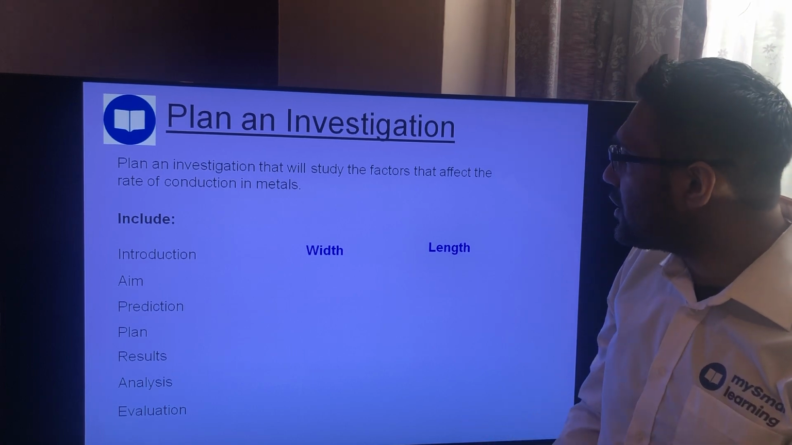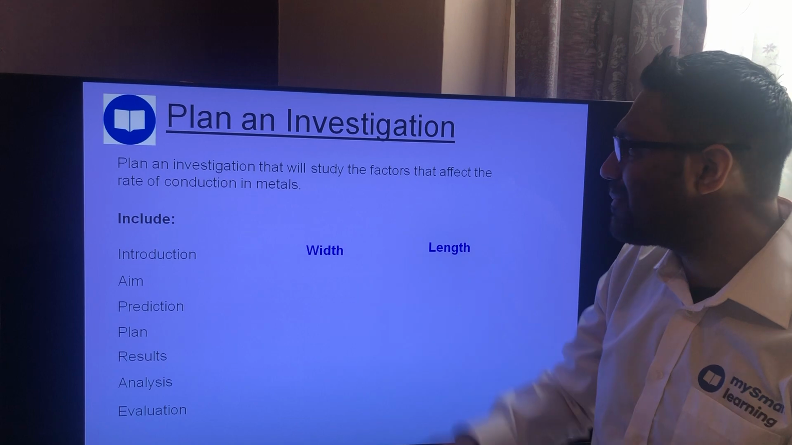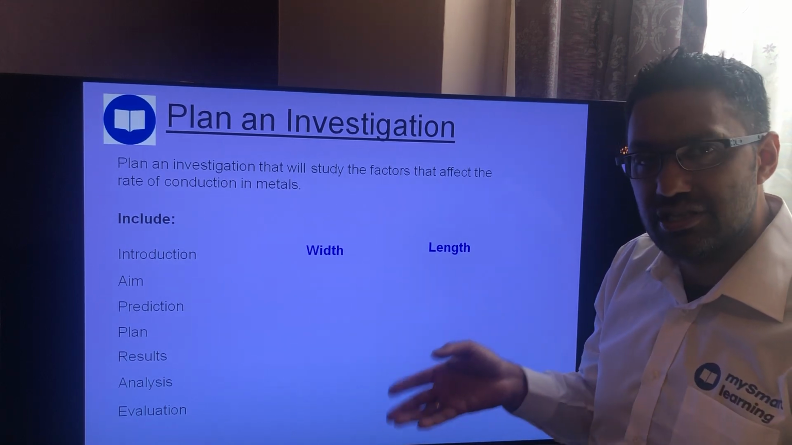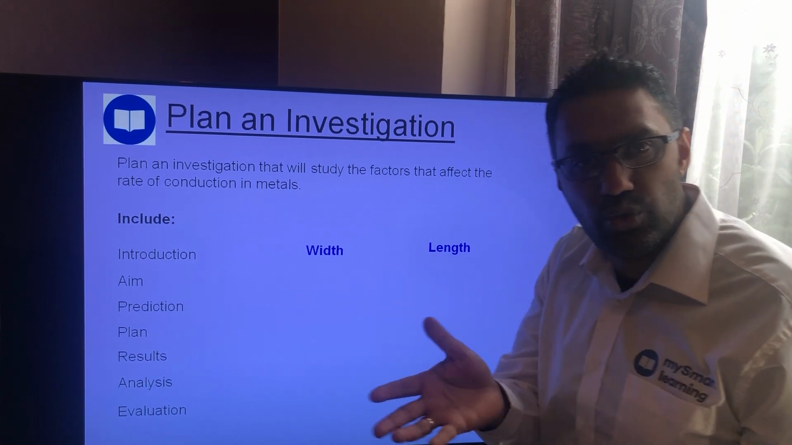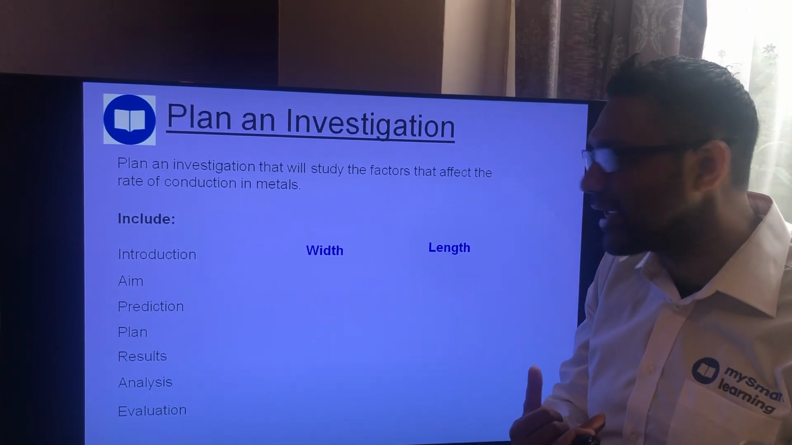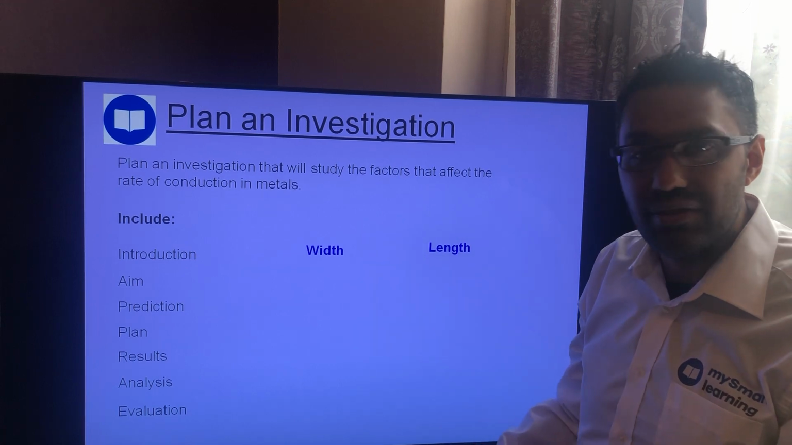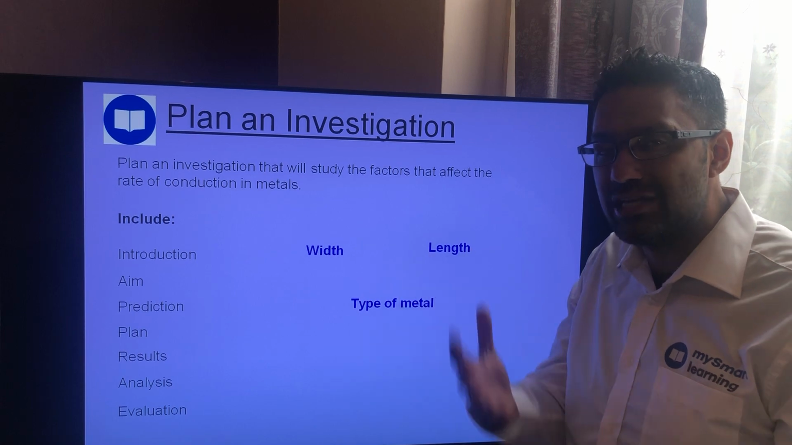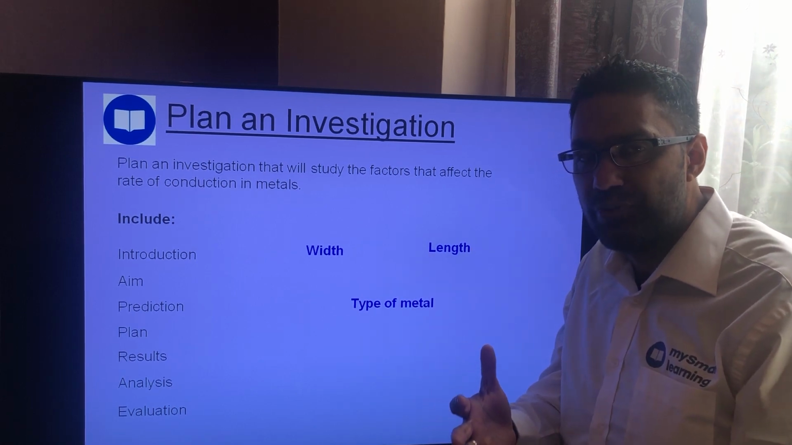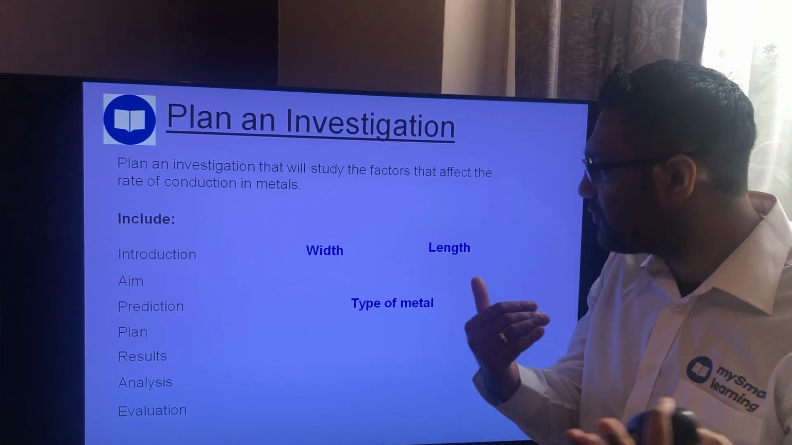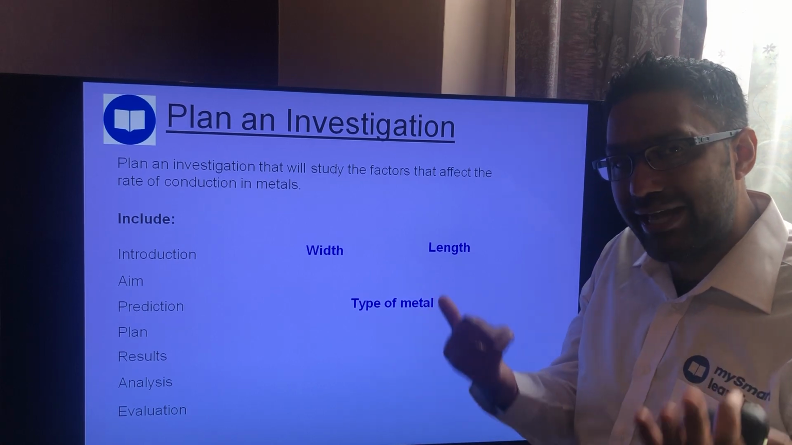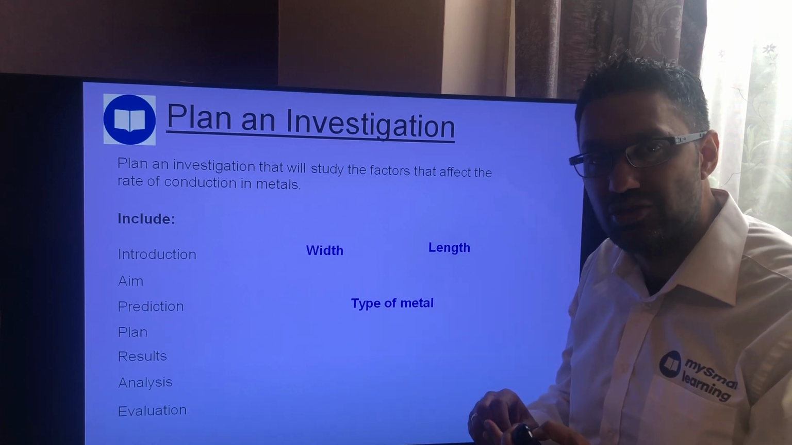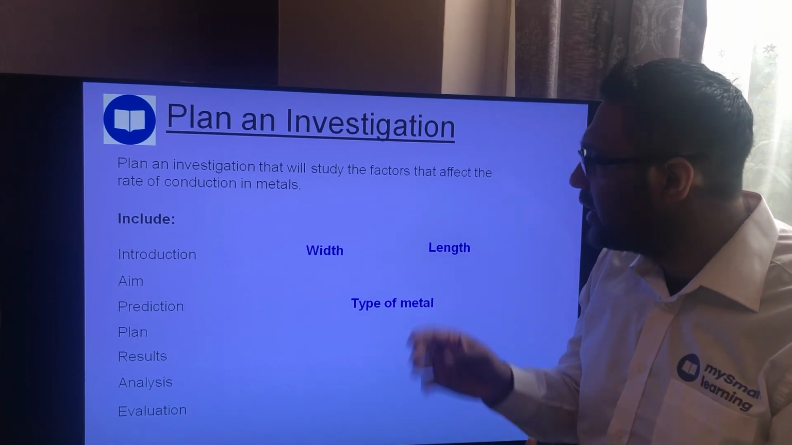So if I'm going to be comparing different metal bars or rods, and I want to see which metal is the best conductor, which one's got the highest conductivity, as in which one conducts at the fastest rate, then my bars would have to have the same width. They'd have to have the same length. What am I changing? Remember, you've got independent variable, dependent variable, and you've got the control variables. So the independent variable is the thing that you are changing. So here I'm going to change the type of metal. So I'm going to have like 4 different rods.